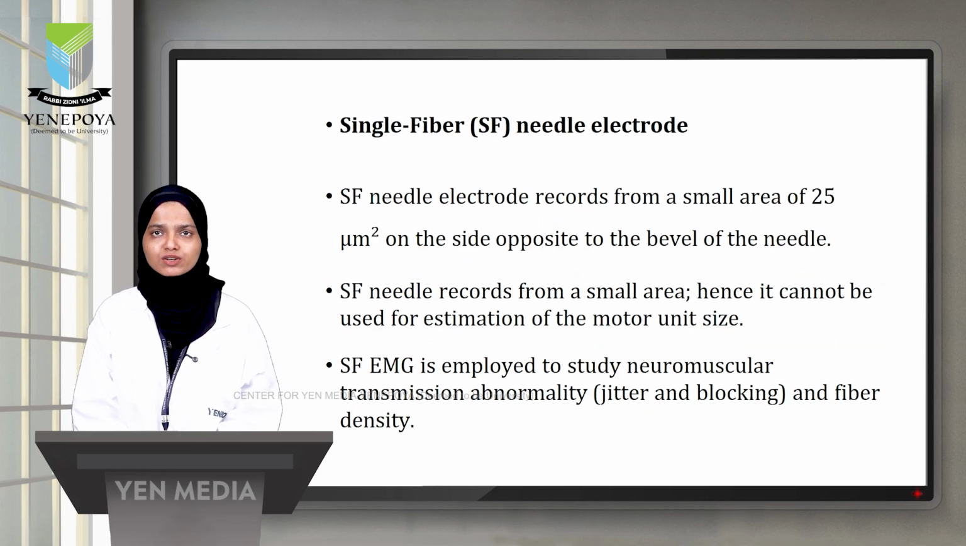The third type is the single fiber needle electrode. It only records from a small area of 25 μm square on the side opposite to the bevel of the needle. Since it only records from a small area, it cannot be used for the estimation of complete motor unit size. It is employed to study neuromuscular transmission abnormalities such as jitter and blocking, and fiber density.